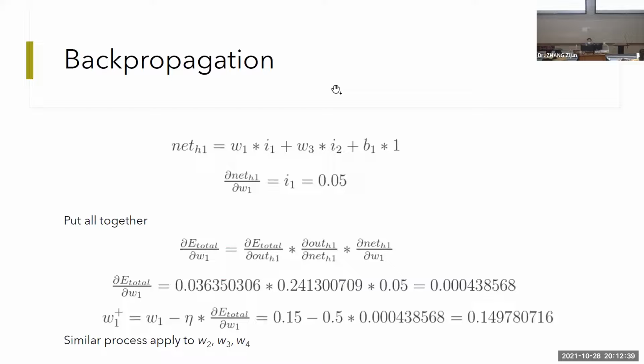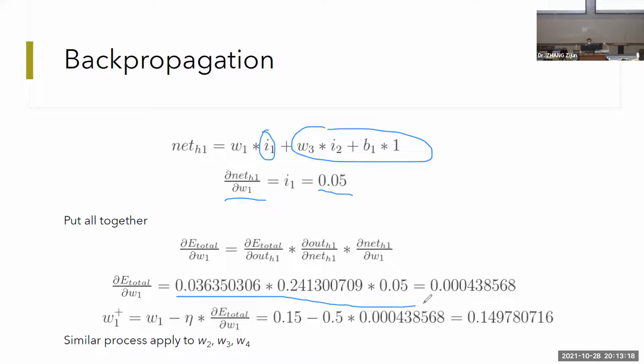And then we go to the last job, taking the derivative of the input of hidden node 1 against the weight 1. All right, so what is the formulation of the input for the hidden node 1? It's a linear combination of the input values at the input layer. So it's weight 1 multiplied by input 1 plus weight 3 multiplied by input 2 plus B1, the bias 1. Then we take the derivative against W1, then what is left is this I1, the input 1 value. Others will be 0, okay? Then we got this 0.05.